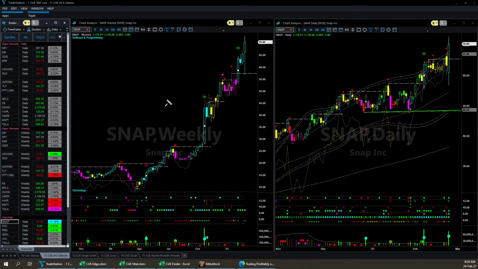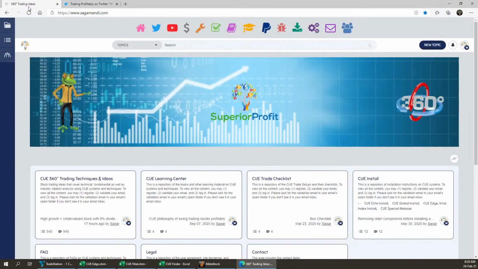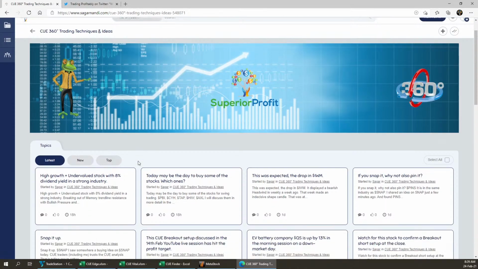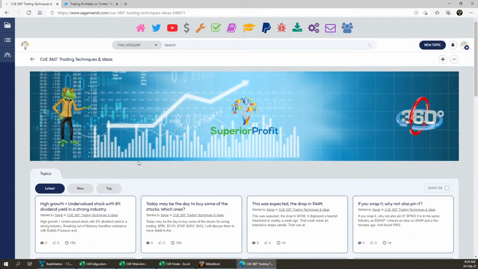I shared an idea on Snap on Monday, after Monday's close. Let's look at the forum post because the forum post will show how the charts looked like at that time. Now the weekly chart has changed. I always share live ideas on my forum under this category, Q360 degree trading techniques and ideas, where I aim to combine the strengths of the industries, fundamentals and technicals together to find a buying opportunity, and the opposite for finding shorting opportunities.